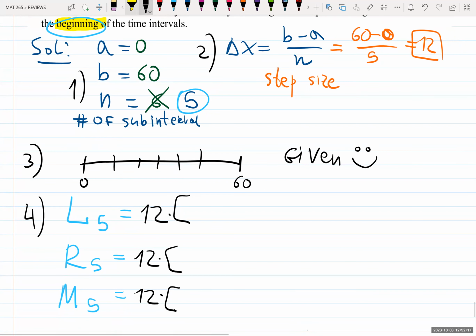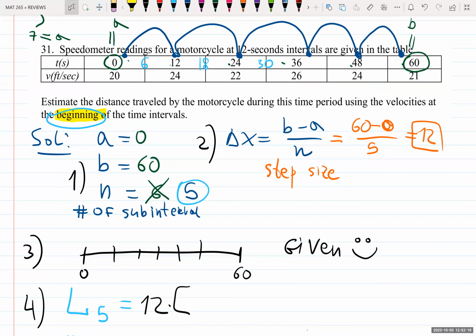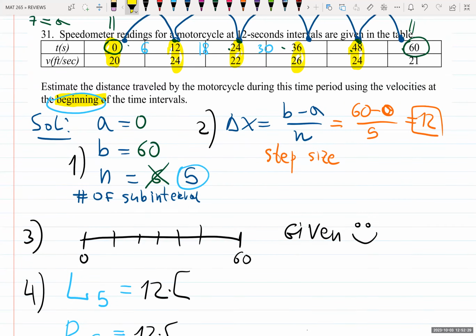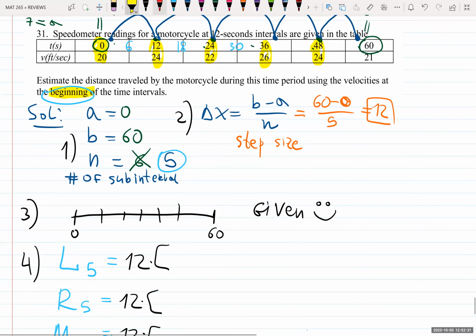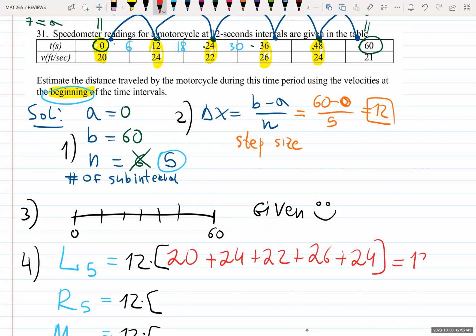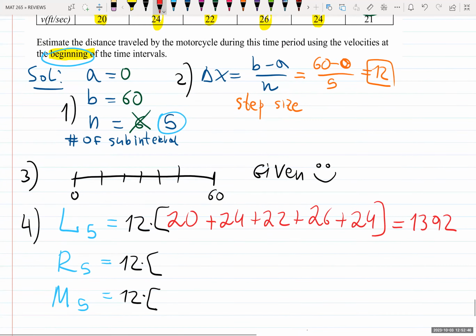Left endpoint: I'm going to take a highlighter and highlight what I'm going to use. I'm going to use f at 0, which is 20, 12, which is 24, 22, 26, and I will leave alone the very last one. So I will not write down f at 12. Why would I write it down if I have the answers? 12 plus 24 plus 22 plus 26 plus 24 equals 1392. Boom, this is the answer.